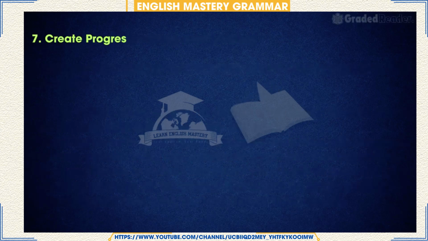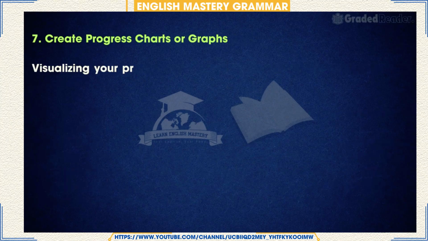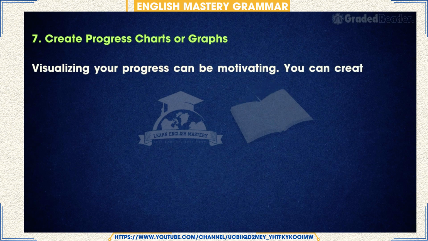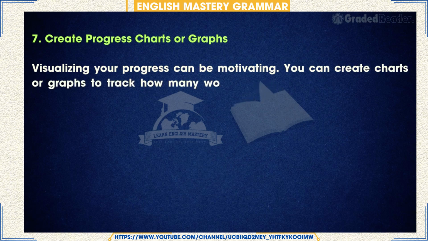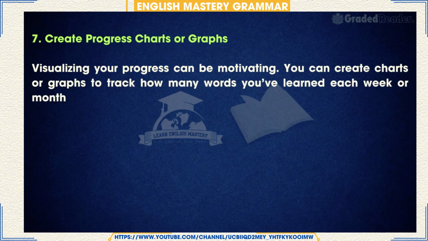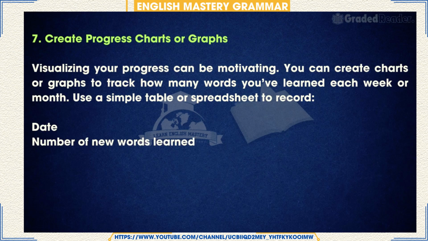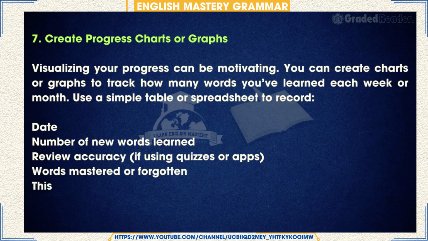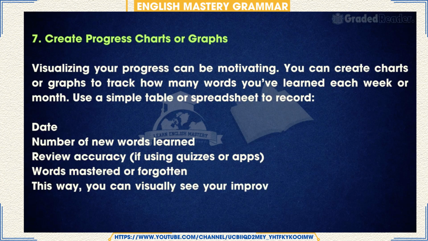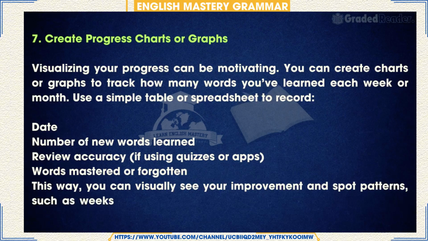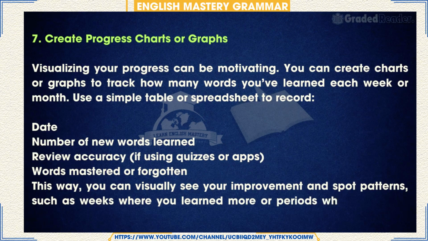7. Create progress charts or graphs. Visualizing your progress can be motivating. You can create charts or graphs to track how many words you've learned each week or month. Use a simple table or spreadsheet to record date, number of new words learned, review accuracy if using quizzes or apps, words mastered or forgotten. This way, you can visually see your improvement and spot patterns, such as weeks where you learned more or periods when you need more review.